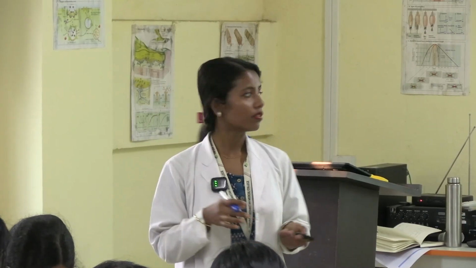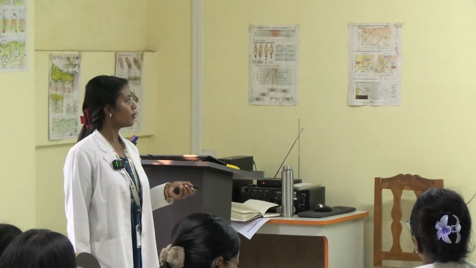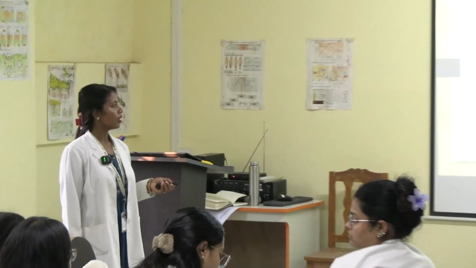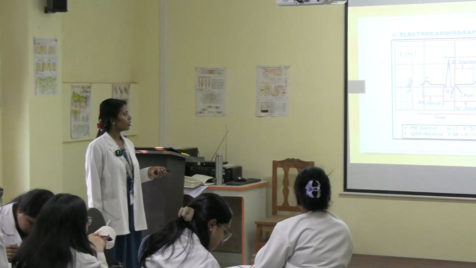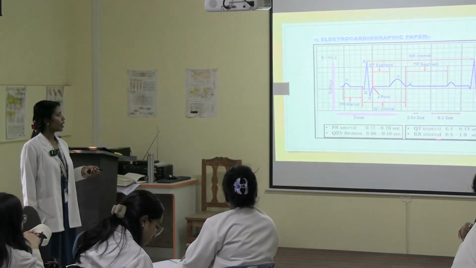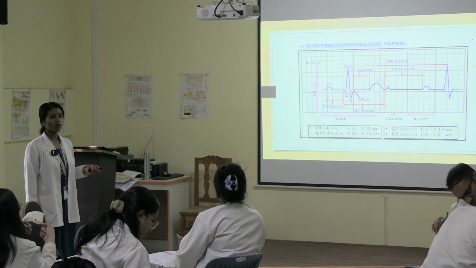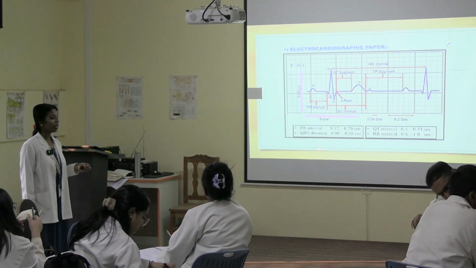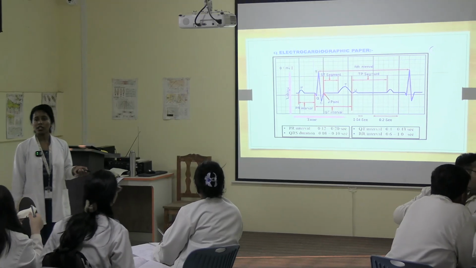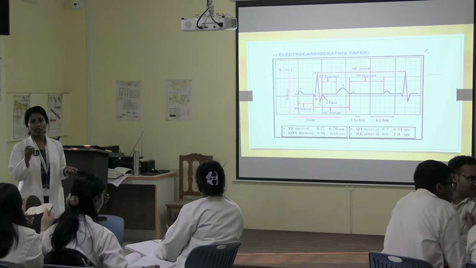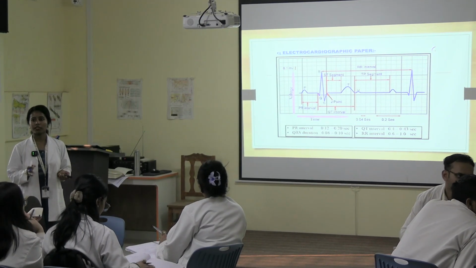So these are the normal values. PR interval is this much, then QRS duration, then QT interval 0.4 to 0.43, RR interval 0.6 to 1. That is the normal values. In your case also you are supposed to get within the normal range, or it can be one box here or there.